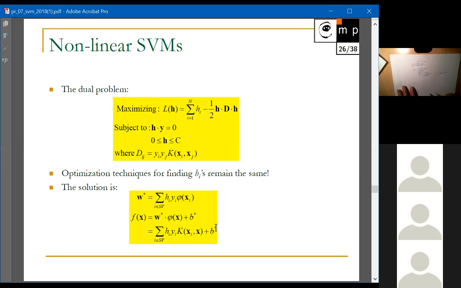But in the kernel SVM, we have the sum of h_i, y_i, kernel(x, x_i), plus b. So you have to compute the kernel function for all the S support vectors, which means that you also have to store them. Every time you want to classify, you will have to go over the set of support vectors, and there are S support vectors.